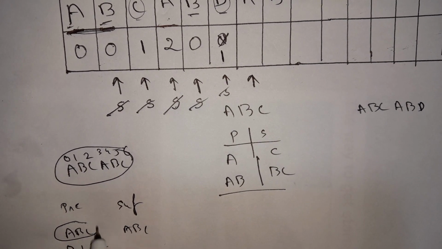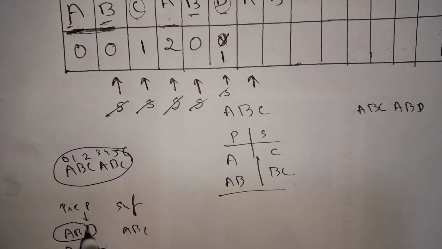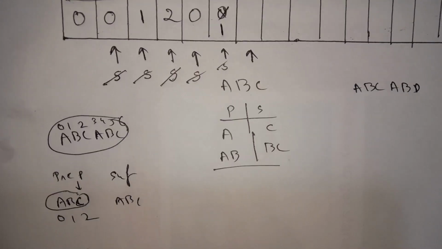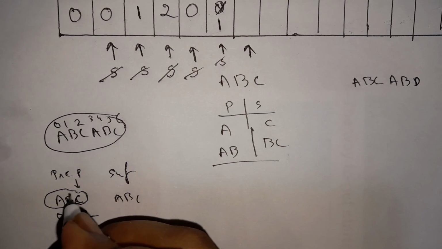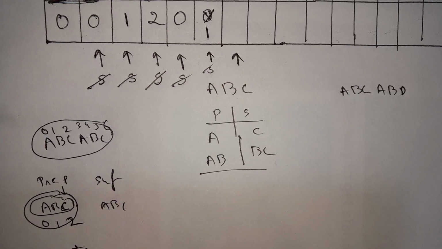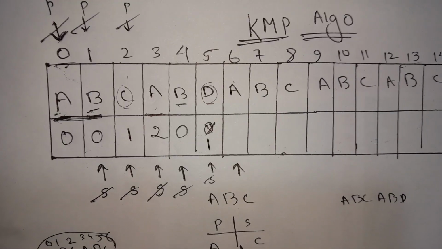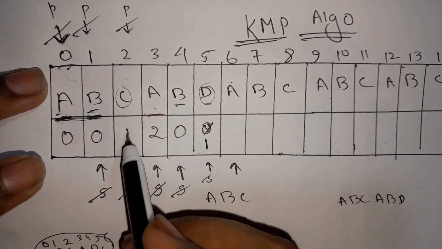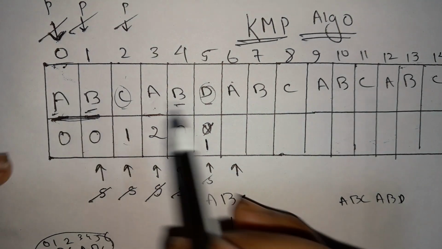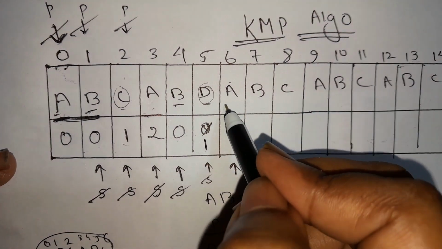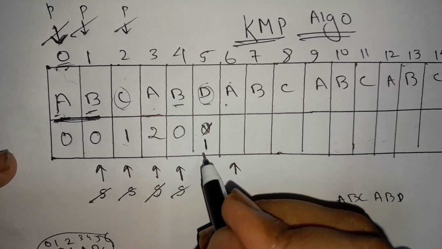So what will be the highest? My prefix is pointing at the last element of the prefix substring. So this index plus 1 will be equal to 3, and this is the length of the longest suffix and prefix. So when I am putting a value here, I am putting the index where it is matching plus 1. Okay, now I have checked that A and A are equal, so this index plus 1.